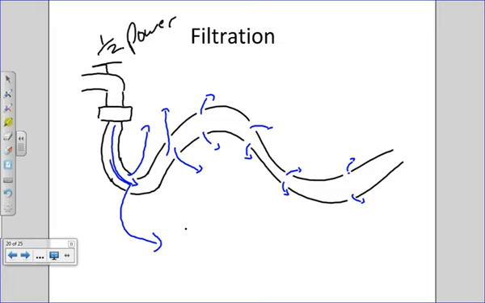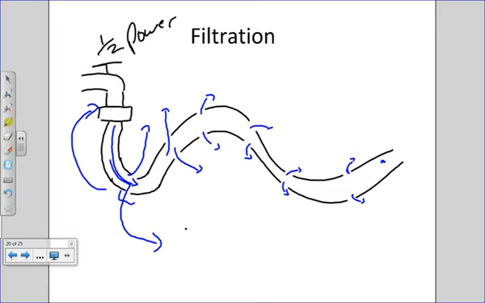Now, you'll notice here about these arrows, the arrows are the longest here by the nozzle of the hose. The reason why is because these pores right here are closest to the source of the pressure, so there will be a greater rate of filtration. So the higher the pressure, the higher the rate of filtration.